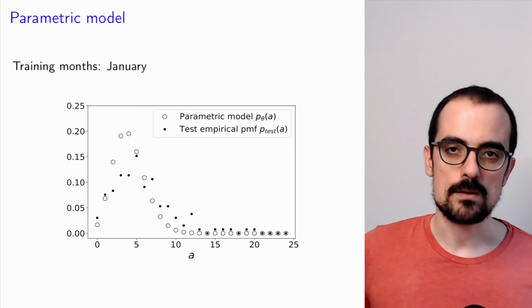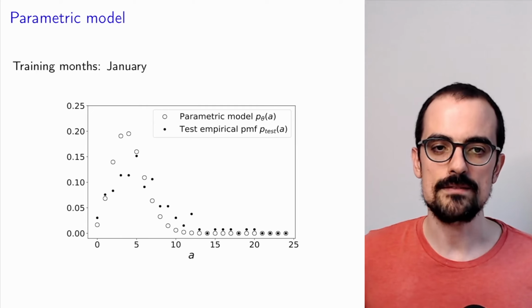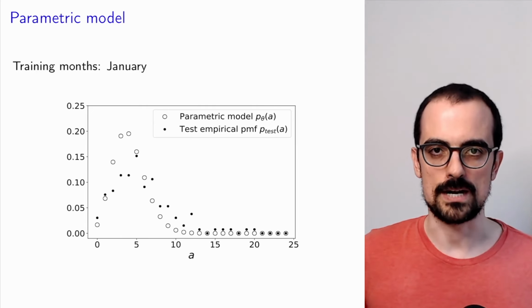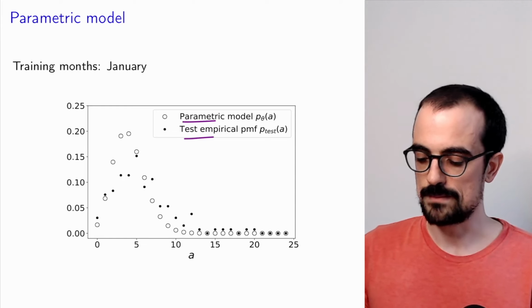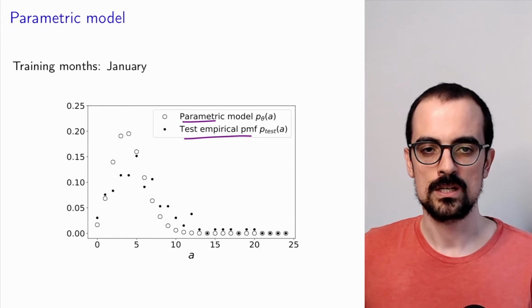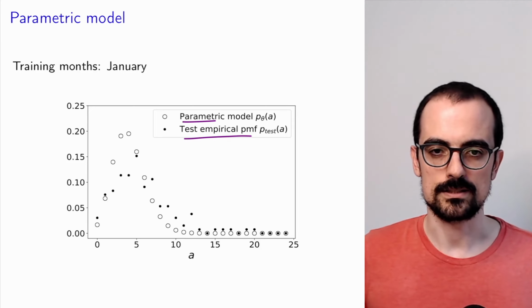Okay, so now we have our parametric model. We can compare it to our non-parametric model, which is just the empirical PMF. First, let's start with the parametric model. We're comparing the parametric model to the test empirical PMF, just as we did with the free throws. What we see, it's not that bad, right? It's not perfect, but it's not that bad.